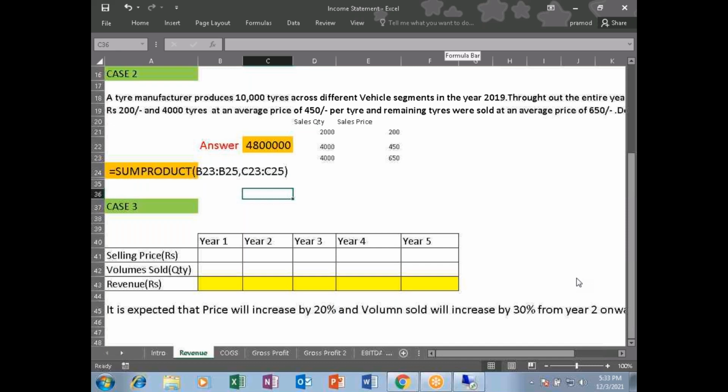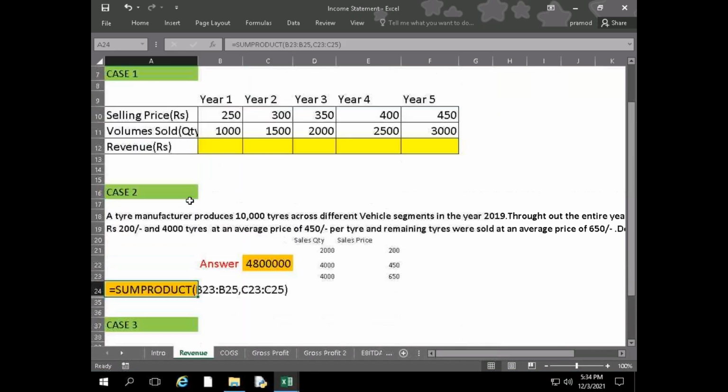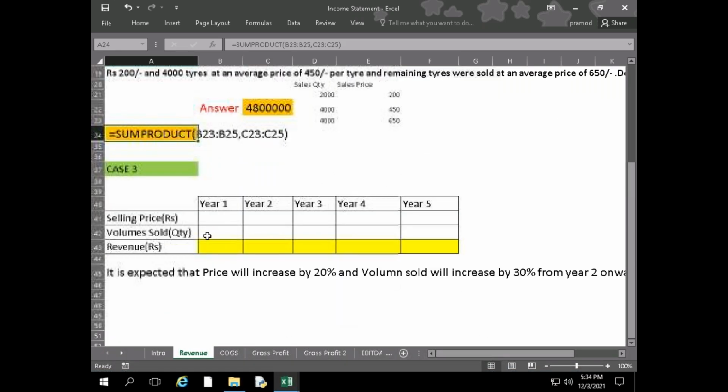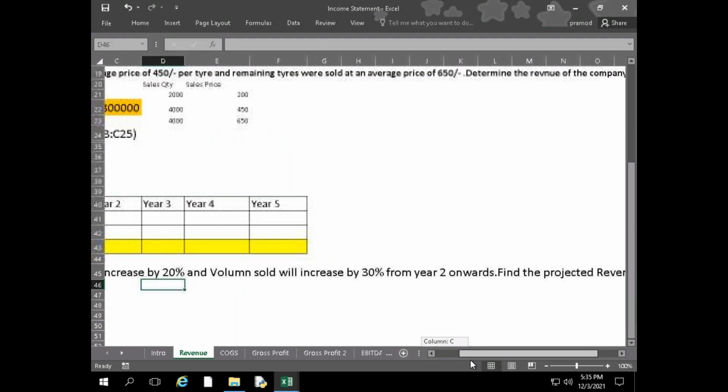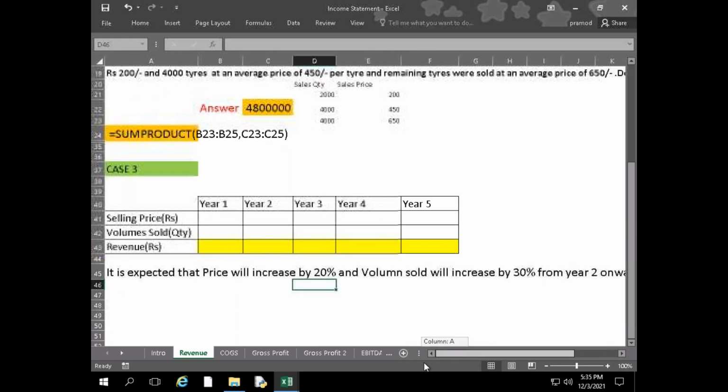Revenue you should find. Here it is automatic in case one. The same thing you put in case three: year one and year two the same you keep, but find out the revenue. They are telling you to increase 20% and 30%.